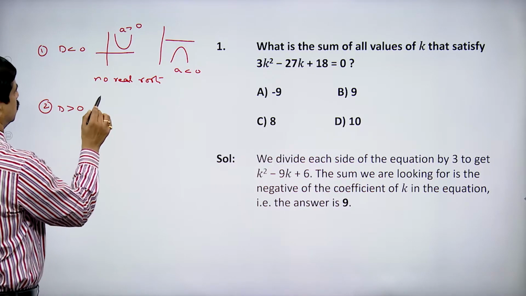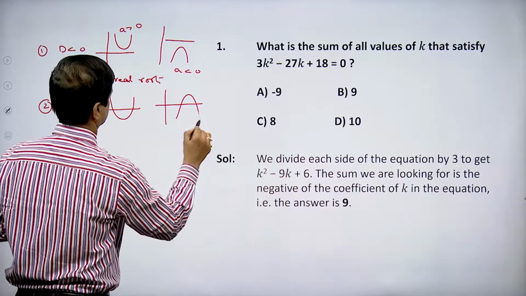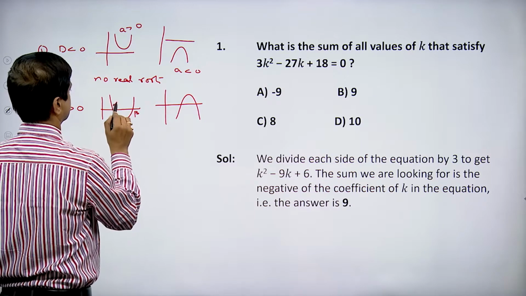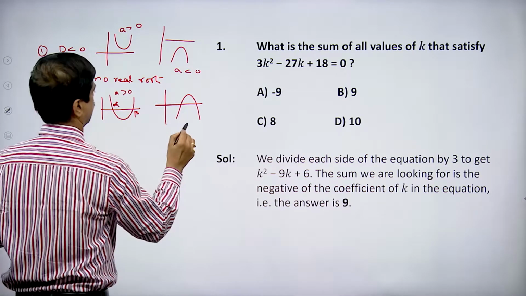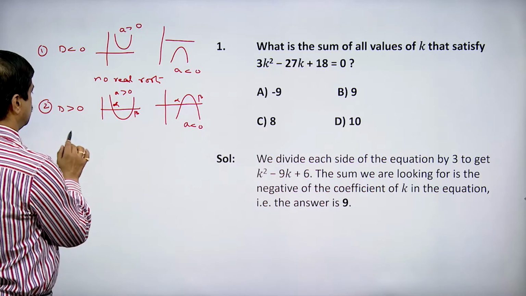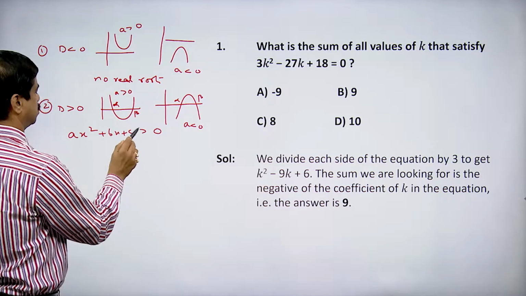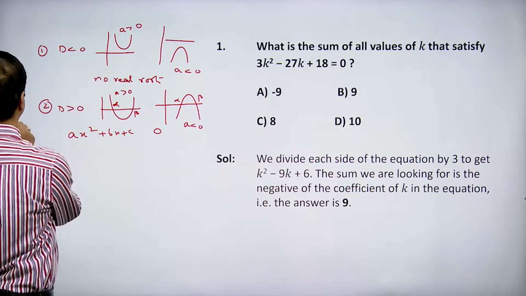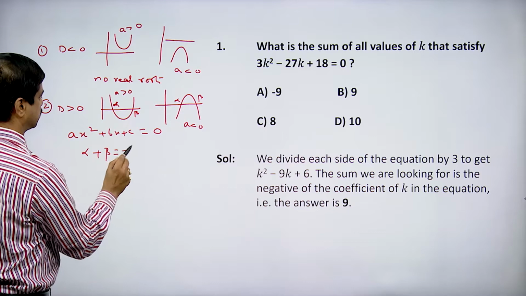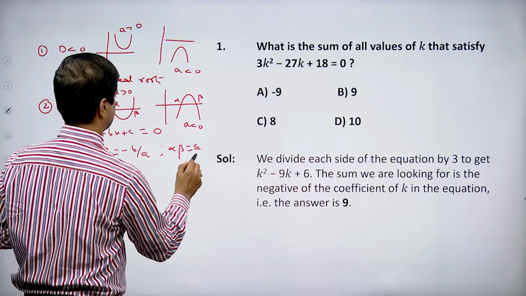2. Discriminant greater than 0, the curves are like this. So this is alpha and this is beta, for a greater than 0 and a less than 0. If ax square plus bx plus c equal to 0 is the quadratic equation, then the sum of roots alpha plus beta is minus b by a, and the product of roots is c by a.